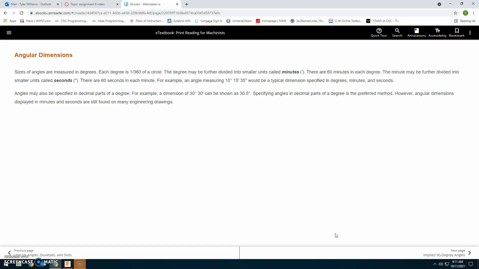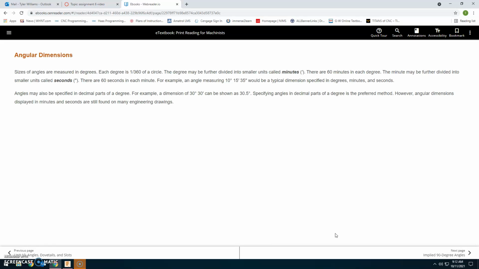So angular dimensions, sizes of the angles, are measured in degrees. Each degree is 1/360th of a circle. The degree may be further divided into smaller units called minutes. There are 60 minutes in each degree, and the minute may be further divided into smaller units called seconds. There are 60 seconds in each minute.